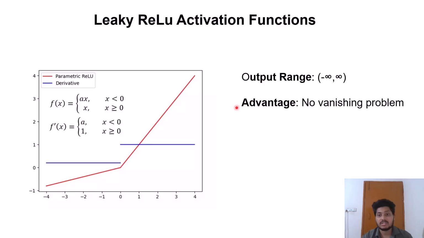So what are the advantages of leaky ReLU? It solves the dying ReLU problem by allowing neurons to have small gradients even when the input is negative. It helps keep more neurons active and learning during the training process. So in simple words, we can say that leaky ReLU keeps the basic speed and simplicity of ReLU but improves it by making sure neurons don't die out completely.